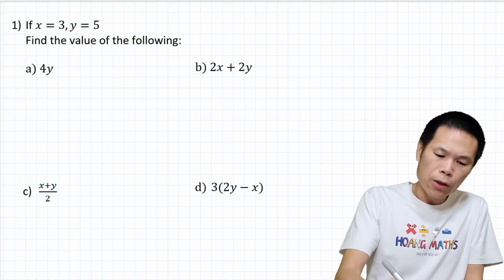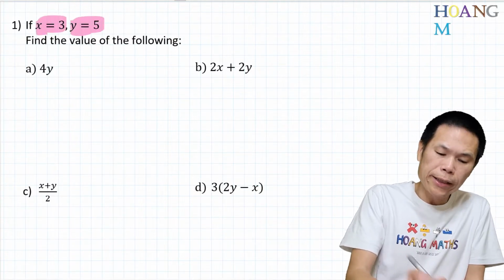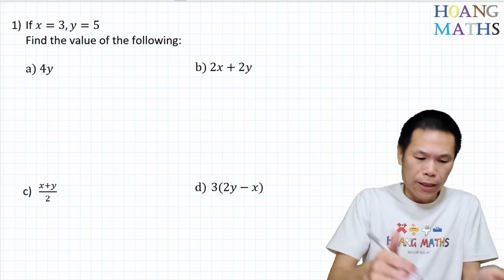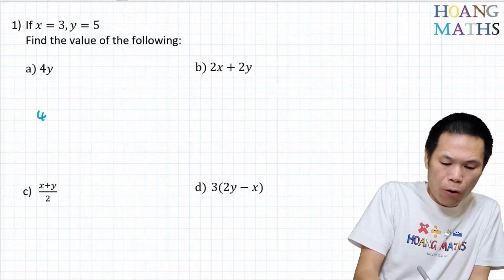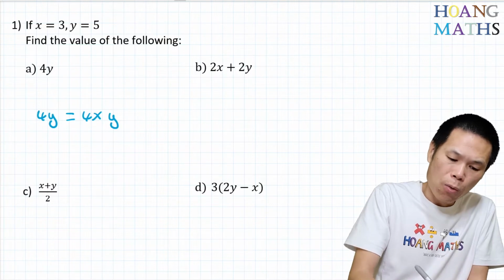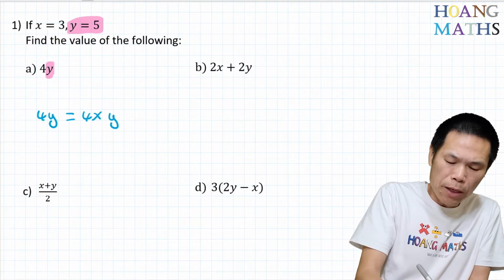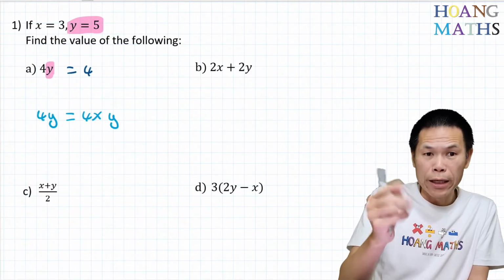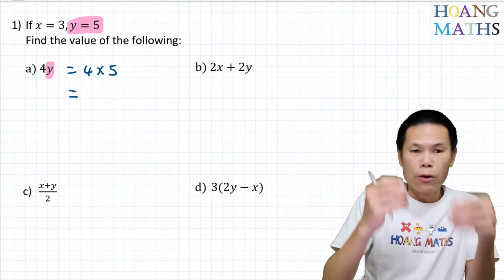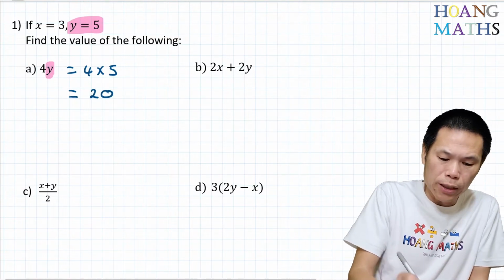First one. We know that x is equal to 3 and y is equal to 5, and we need to evaluate 4y. Now 4y means 4 times y. In this case, y is equal to 5. So we have 4 times 5. 4 times 5 is 20. So the answer is 20.